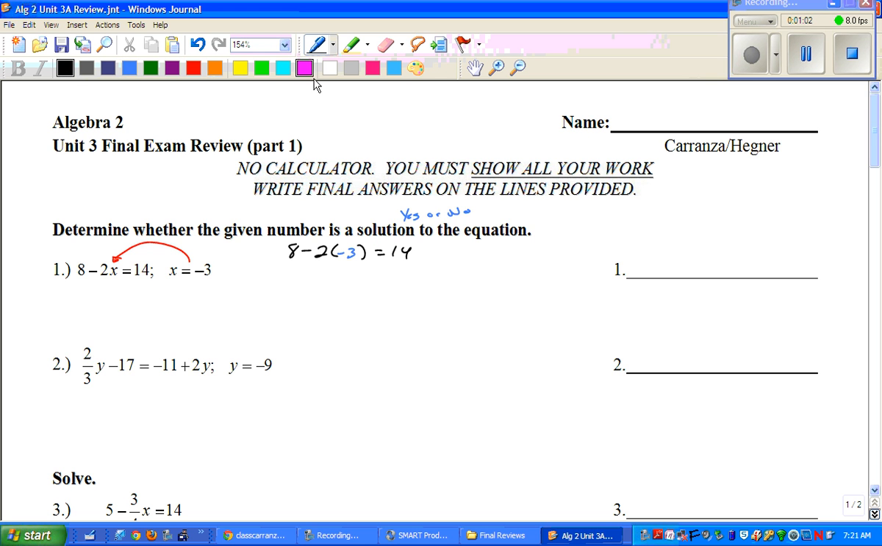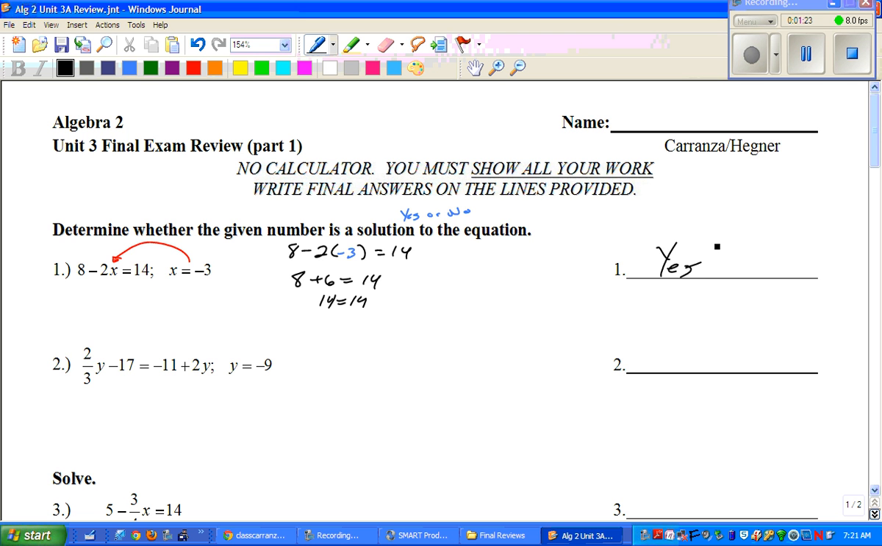Okay, so from here we distribute. 8 goes out front. -2 times -3 is a positive 6. And 8 plus 6, does that equal 14? It does. So our answer for the first one is yes.